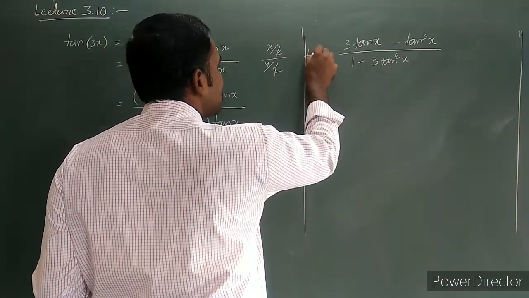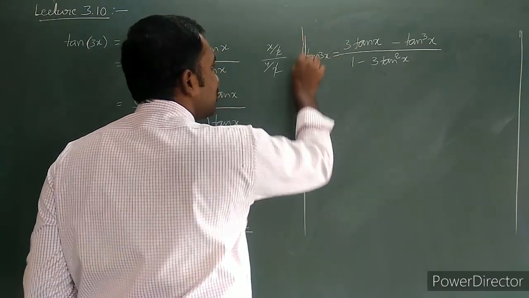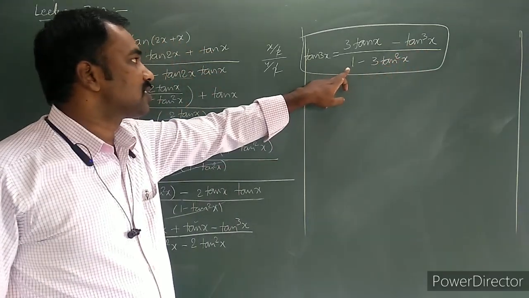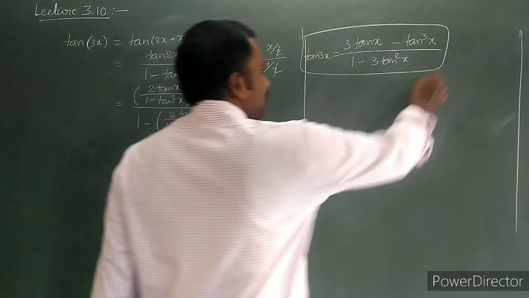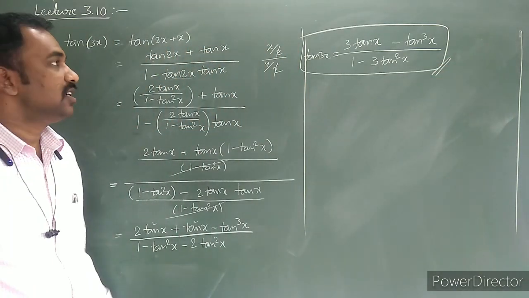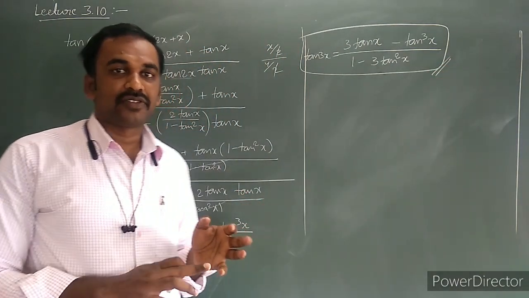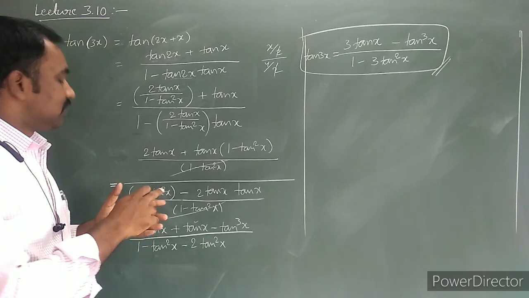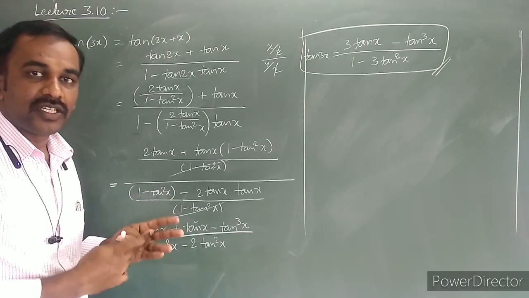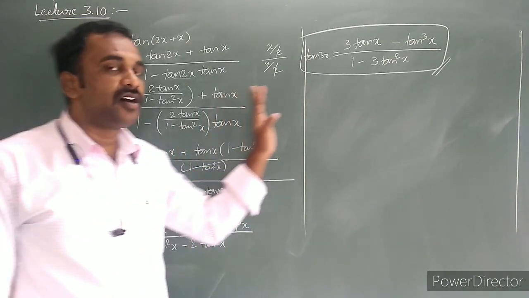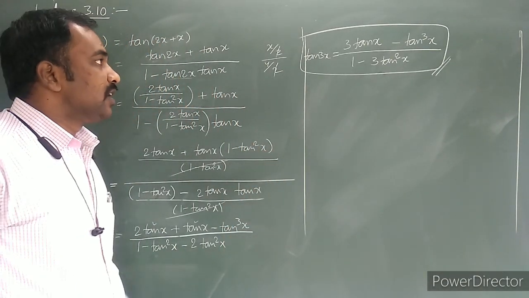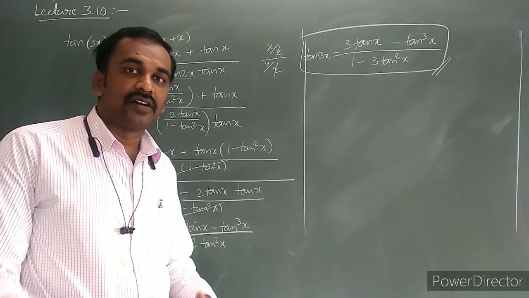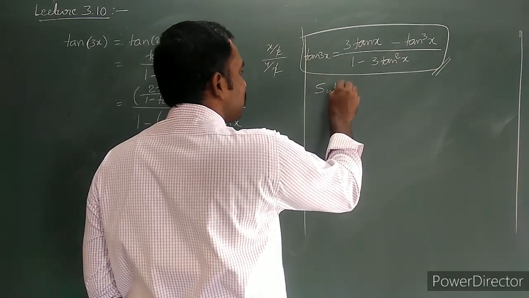What is the left hand side? The left hand side value is tan of 3x. So tan 3x is equal to 3 tan x minus tan cube x divided by 1 minus 3 tan square x. These are the multiple angle results. What are the multiple angle results so far? In the previous video we got two results, sin 2x and cos 2x. In this video, tan 2x, sin 3x, cos 3x and tan 3x. These are all formulas you have to remember. Let us continue. Here we have the multiple angle results. Now the next is submultiple angles.